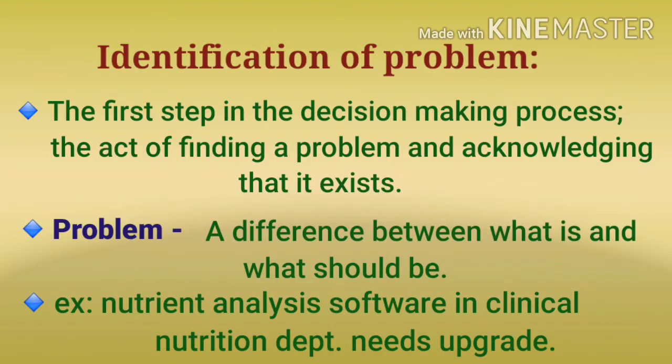Identification of a problem. This is the first step in the decision making process. The act of finding a problem and acknowledging that it exists. Problem means the difference between what is and what should be. Example, nutrient analysis software in clinical nutrition department needs upgrade means what?